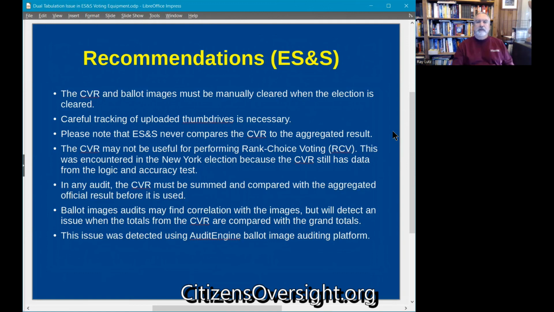This does not apply to Dominion. If you're asking for Dominion cast vote records, make sure you get the JSON type because it has much more metadata in it. And they do add up, at least from what I can tell, the cast vote records to generate their aggregated totals, so they don't have this problem. I'm not going to try to cover the Dominion cast vote records and the issues there, because there are some, but here I just wanted to cover this particular issue with ES&S.